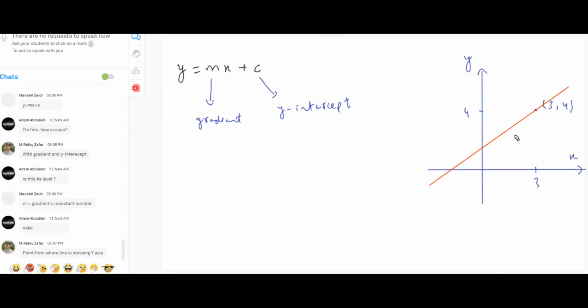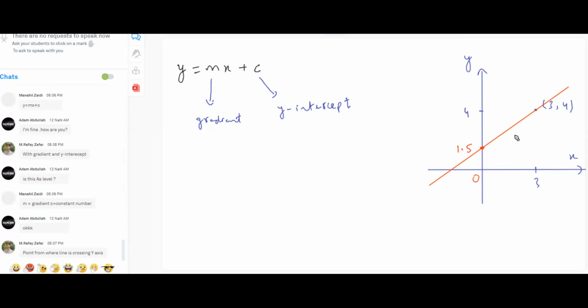Now this point here, let's say if this is 0 and that is 4, this is going to be somewhere around 1.5, let's say. So yeah, let's say 1.5. So this is 1.5.